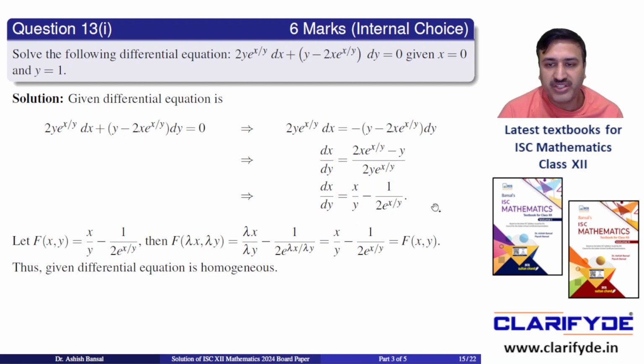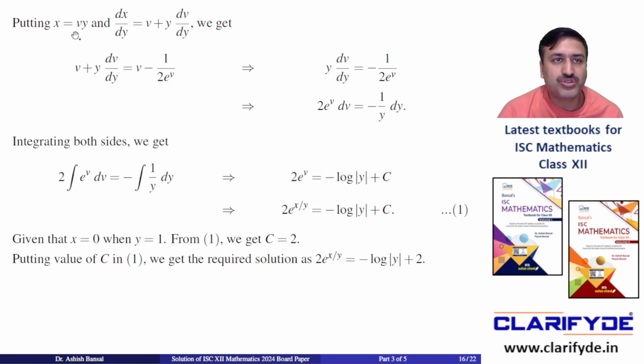Now we consider f(x, y) as this function, the right hand side value, and f of lambda x, lambda y is actually equal to f(x, y). This means the given differential equation is homogeneous. So in order to solve this homogeneous differential equation, we put x equal to vy, that is dx by dy equal to v plus y dv by dy. Substituting these values and upon simplification we get this differential equation. We have the variable v on the left hand side and y on the right hand side.